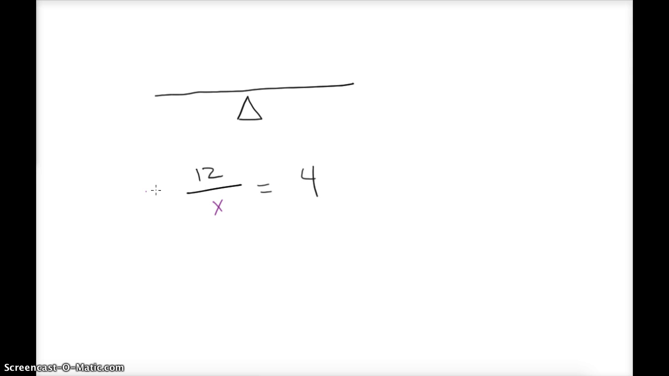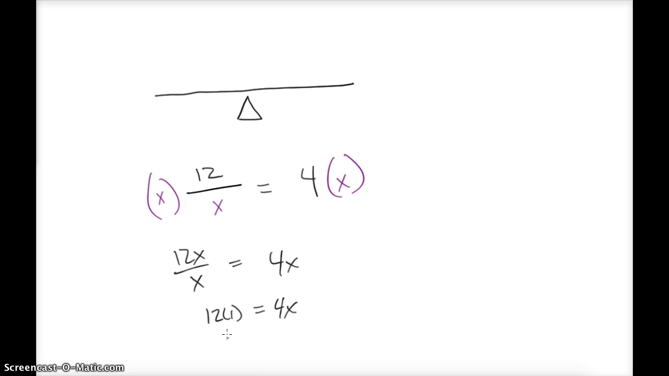So let's try something. Let's say if I wanted to get x by itself, I'm going to multiply both sides by x right here, by x. Now what this ends up being is 12x divided by x equals 4x. But anytime you have a number divided by itself, 12x divided by x, x over x is equal to 1. So that's like saying 12 times 1 is equal to 4x. And then I can just call this 12 is equal to 4x.